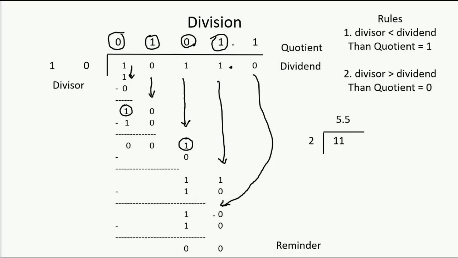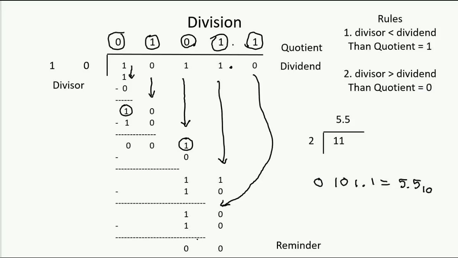Now we have 10 over here, and that 10 is the same as the divisor, so we put the quotient as 1 and continue our exercise as before. That 1 multiplied by 10 is again 10, so the answer is 00, and our remainder is 0. Our final answer is 0101.1. In general, we can say that this number is 5.5 in decimal.